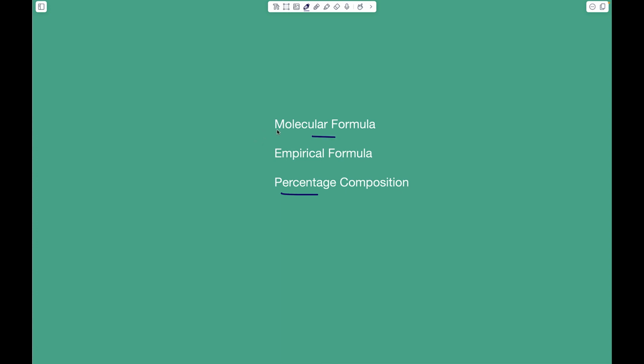Remember, we obtain the empirical formula from the molecular formula by dividing the subscripts in the molecular formula with the greatest common factor between them. And we understood that the empirical formula is sufficient to find out or calculate the percentage composition of the compound. So we did that in 2 steps, or you can do it directly from the molecular formula.